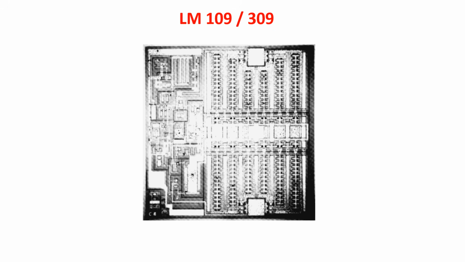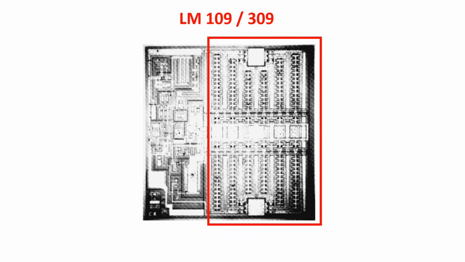It shows that the high current pass transistor on the right takes more area than the control circuitry on the left. It can be seen that the pass transistor, which must handle more than 1 amp, occupies most of the chip area.